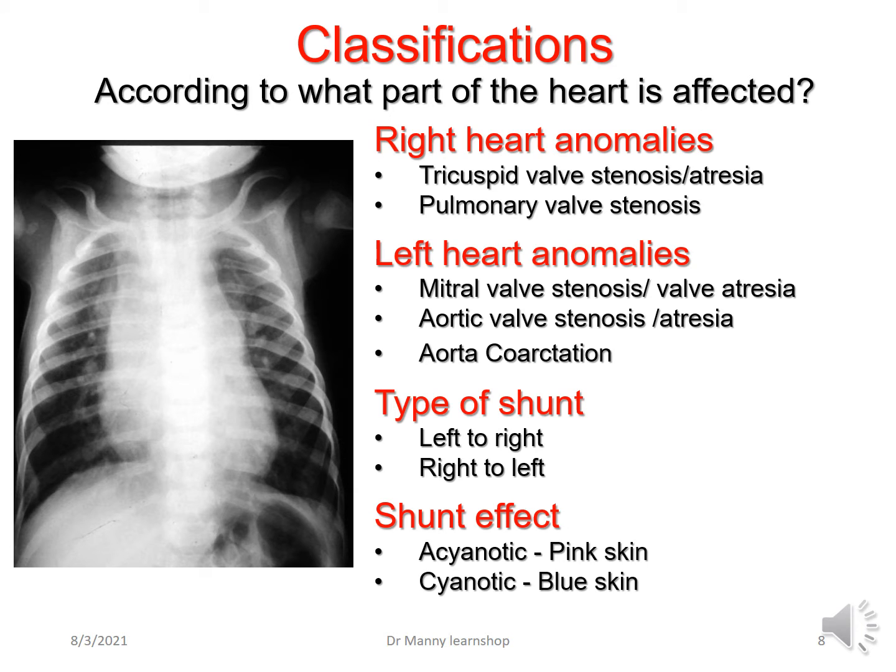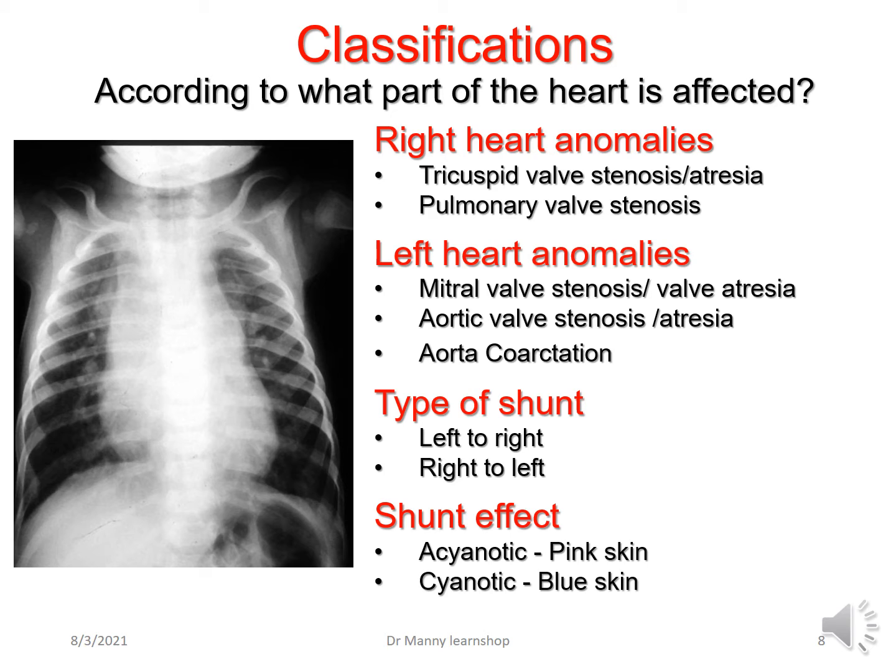Then you've got how they can be classified. Congenital cardiac anomalies can be classified according to what part of the heart is affected. I haven't mentioned globally, because globally it could include syndromes like Langer-Giedion-type syndromes, which is a cardiac anomaly. There are numerous, so I've subdivided them into specifics such as right heart anomalies, such as tricuspid valve stenosis or atresia, pulmonary valve stenosis. Left heart anomalies could include mitral valve stenosis, valve atresia, aortic valve stenosis and atresia, coarctation of the aorta. Then they can be classified according to what type of shunt they have.